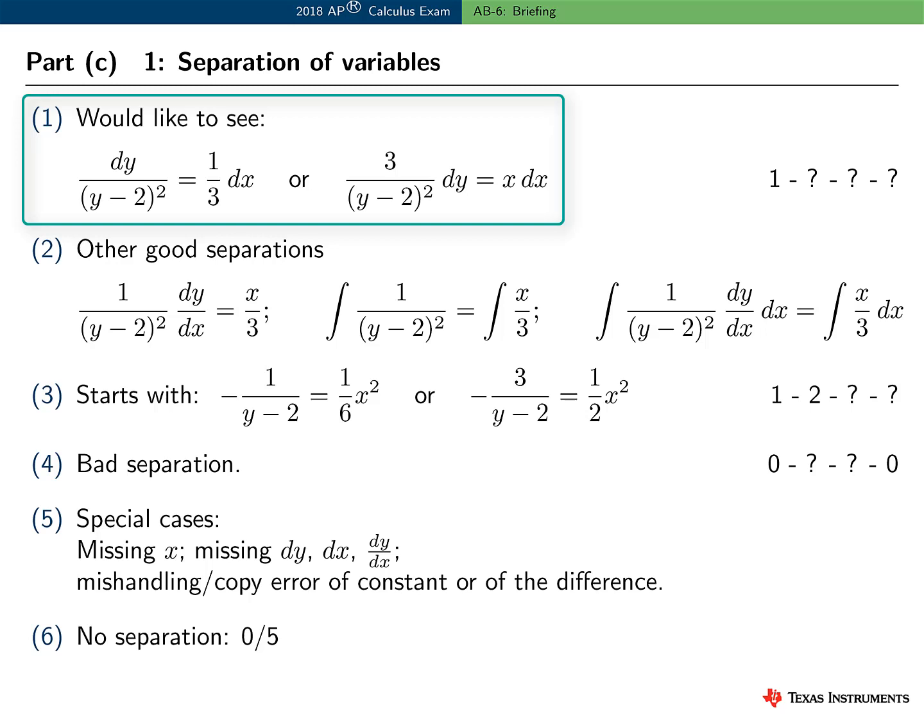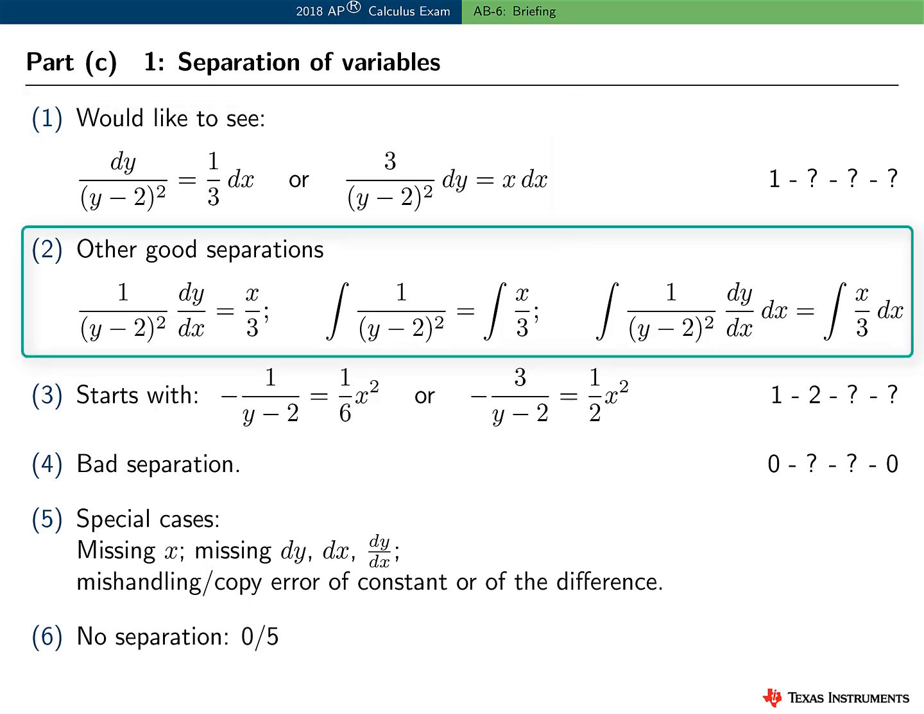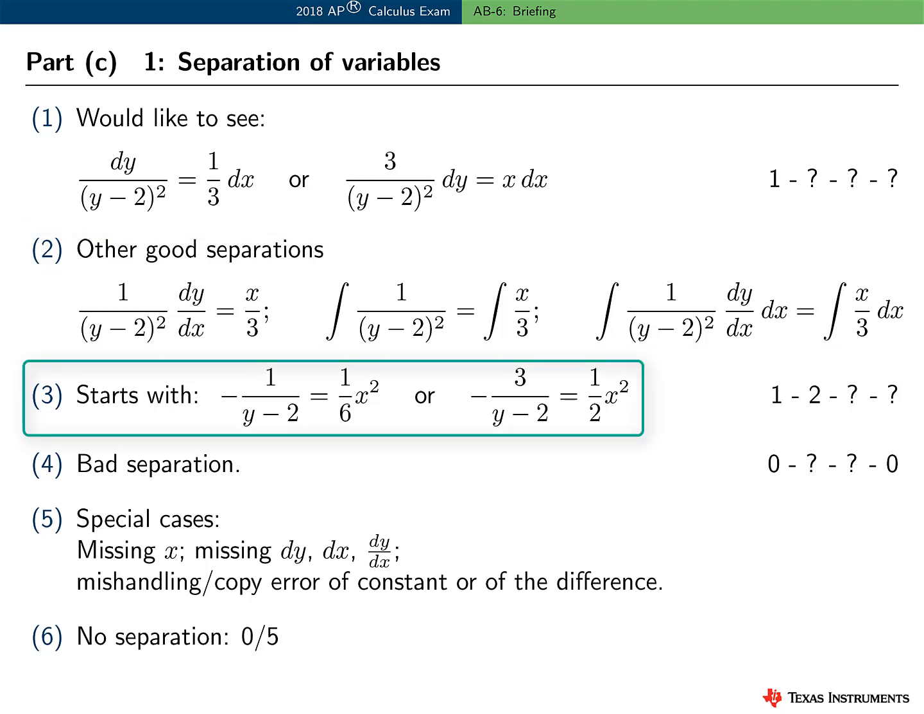Each earns the first point. However, there were other good separations also, or other expressions that conveyed separation of variables. And here are a few. Some students started this problem by separating the variables and finding the antiderivative of both sides all in one step. These two expressions would each earn the first 3 points.